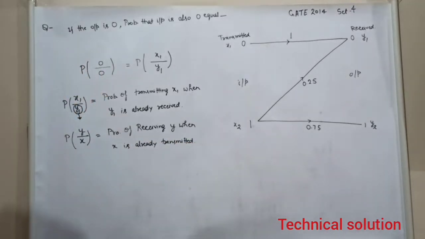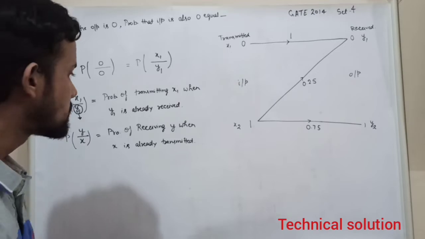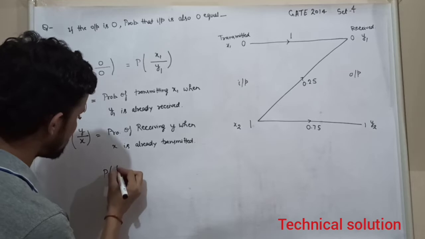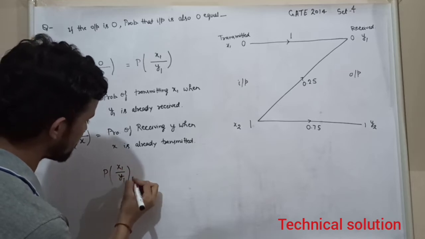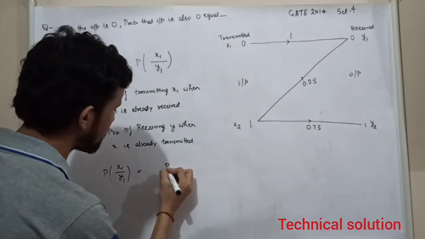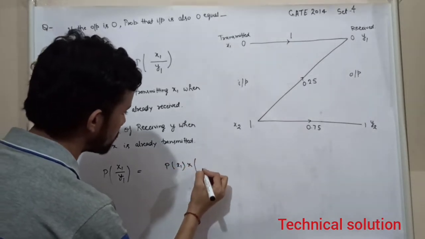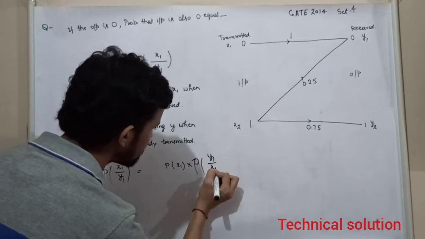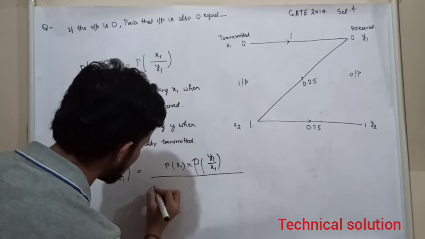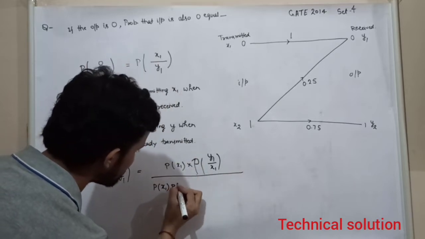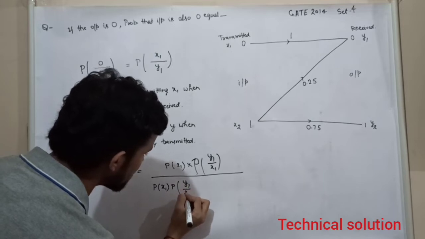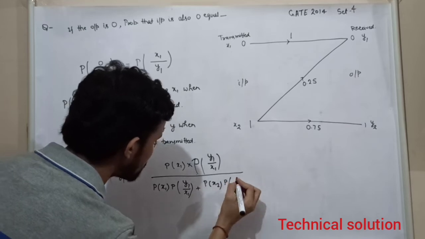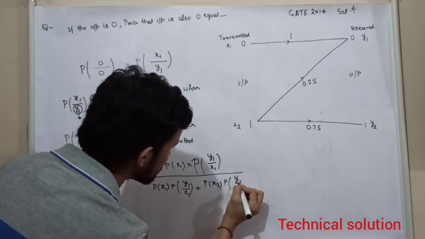This question of the binary symmetric channel is solved with the help of Bayes' theorem, and it is given like this: P(x1/y1) equals probability of x1 into probability of y1/x1, divided by the total probability, that is P(x1) P(y1/x1) plus P(x2) into P(y1/x2).